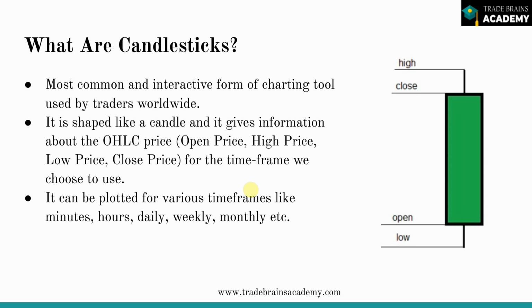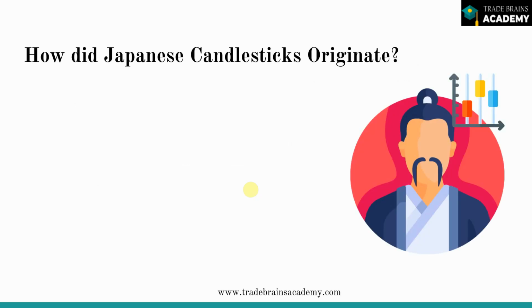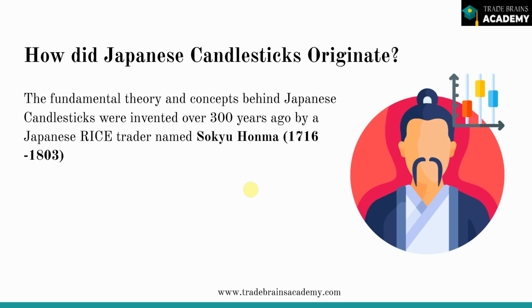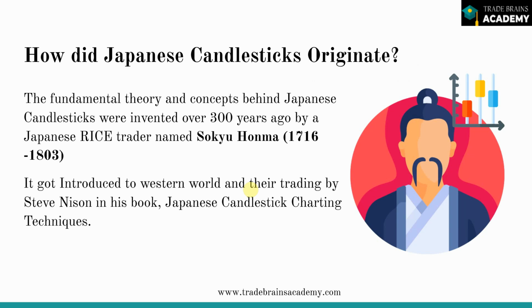Now, before understanding what exactly a candlestick is, we have to understand how the concept of candlestick originated. So candlesticks are also famously called Japanese candlesticks, and they were developed by a Japanese rice trader called Sokyo Honma about 300 years ago. He used it to understand the rice market and how he used to make trading strategies based on that. They soon caught on and became very famous in the whole Japanese market. And they were introduced to the Western world. That is, the concept of candlestick was introduced to the Western world by Steve Nison in his book Japanese Candlestick Charting Techniques, and it caught on and became very popular in no time.